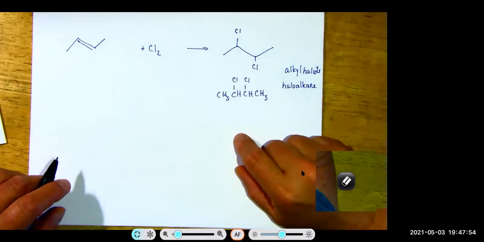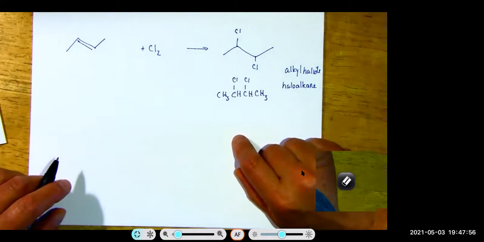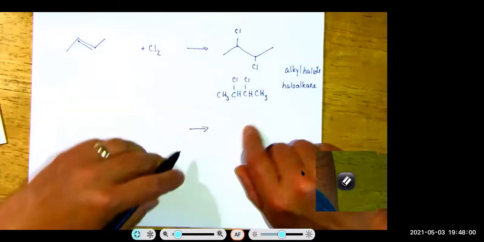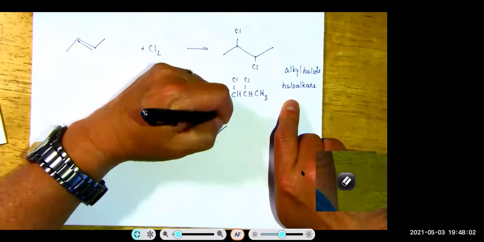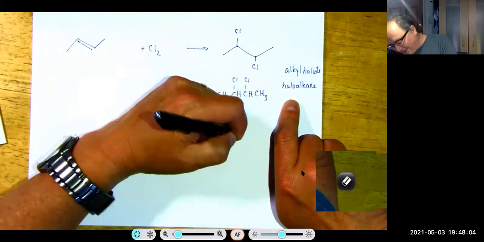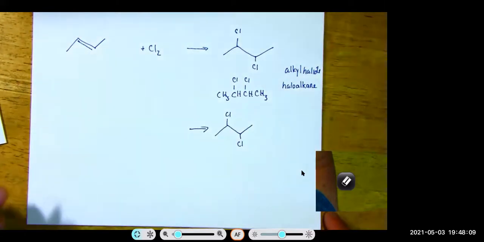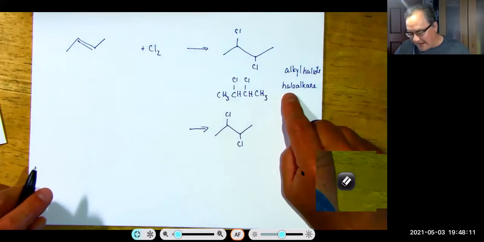So we should also know that the haloalkides, when they react with a hang on a second. Halogenated. Just call it the same as the alkane. You called it an haloalkane.